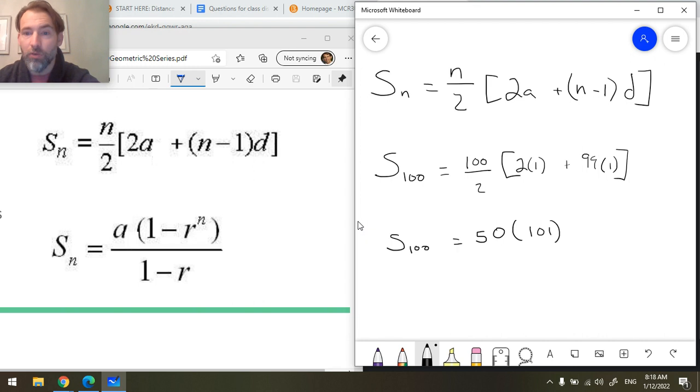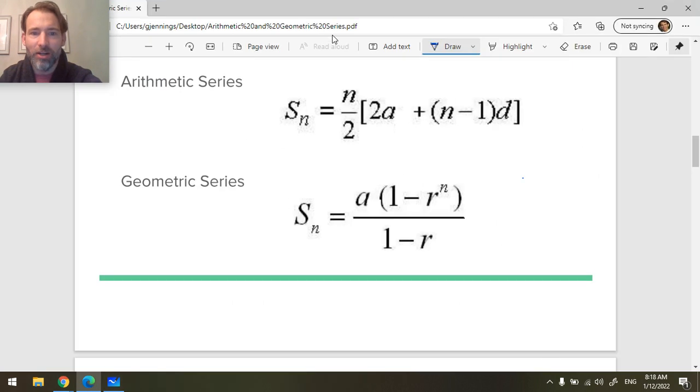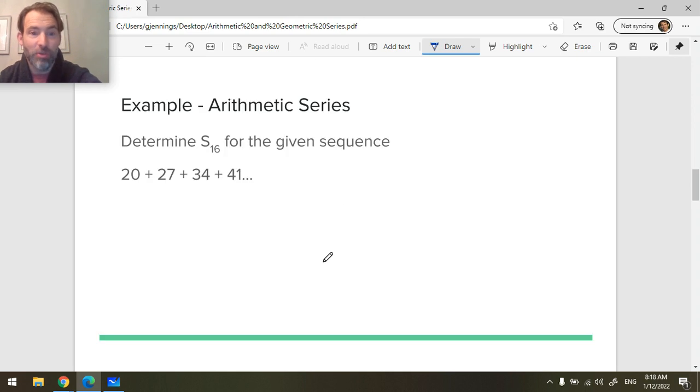This will work for all arithmetic sequences, regardless of what number they start on or what their difference is in between them. Okay, so that's how you use this formula, and then we would get this. Just evaluate that. That's 5,050. There you go. Okay, so now let's come back here. All right, and we'll come back and take a look at geometric sequences in a moment.